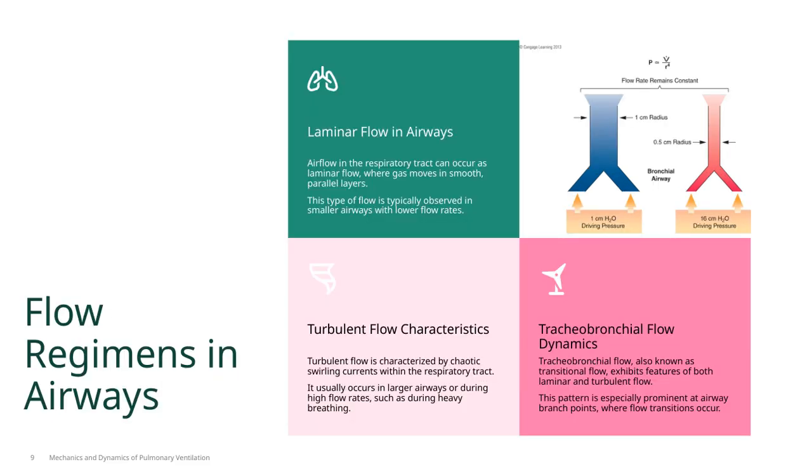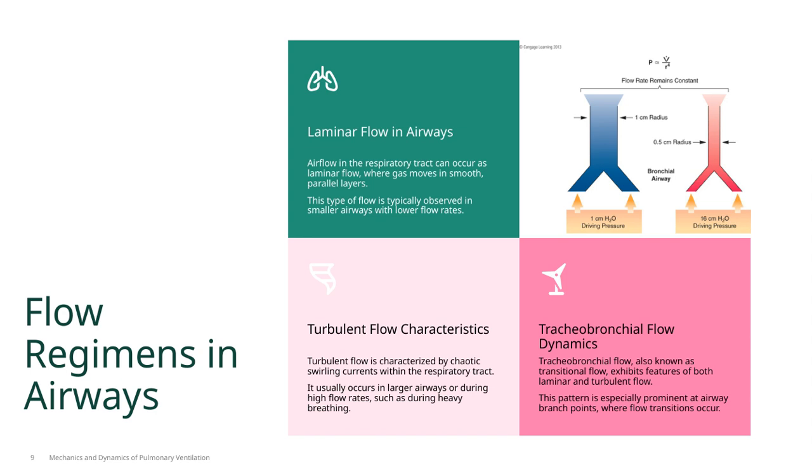Now, let's take a closer look at the mechanics and dynamics of pulmonary ventilation, starting with laminar flow in the airways. In this type of airflow, the gas moves smoothly in parallel layers, almost like a gentle stream. This usually happens in the smaller airways, where the flow rates are lower, making the movement more streamlined and less chaotic.